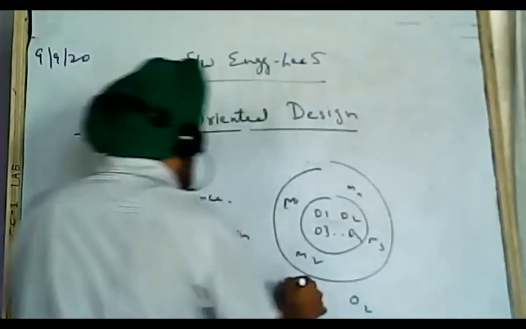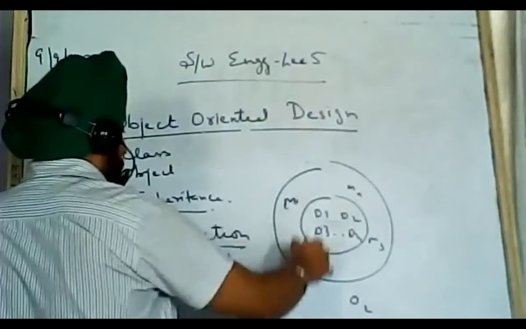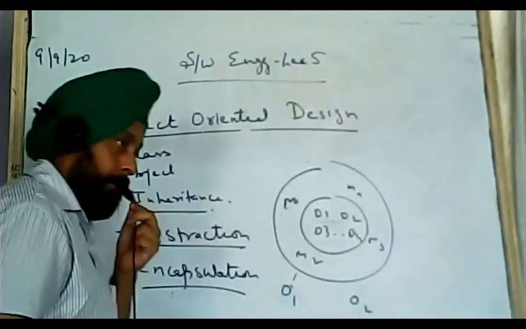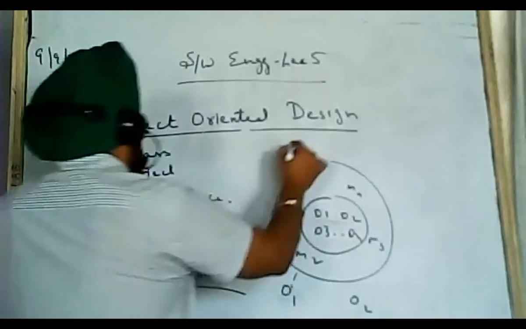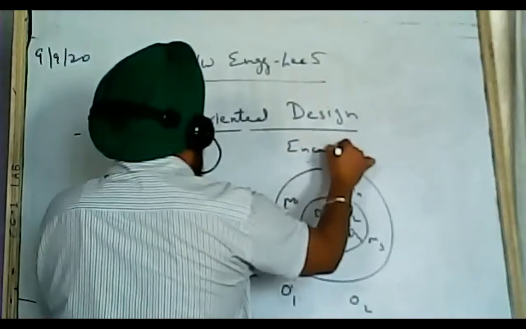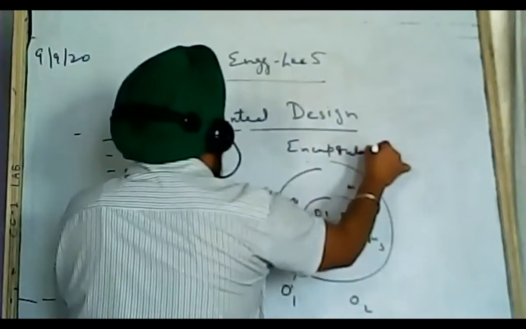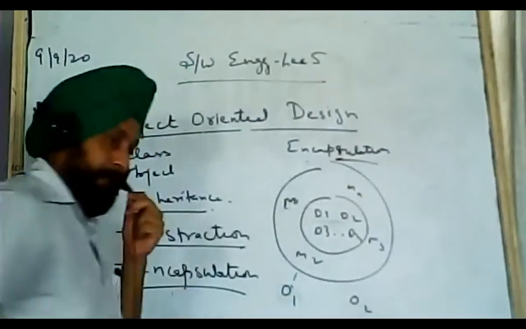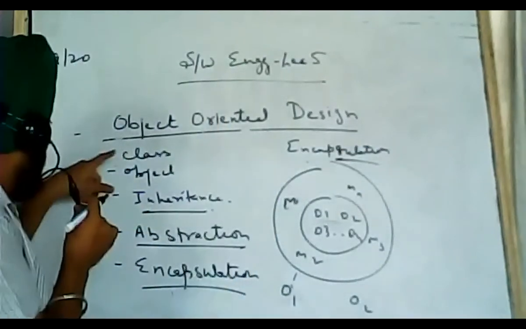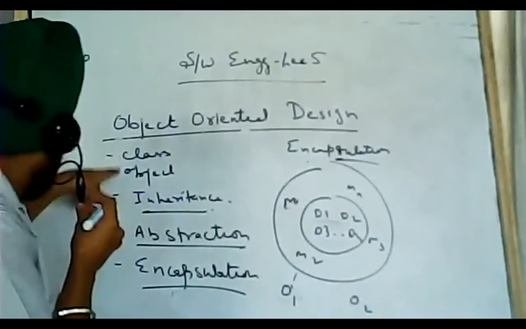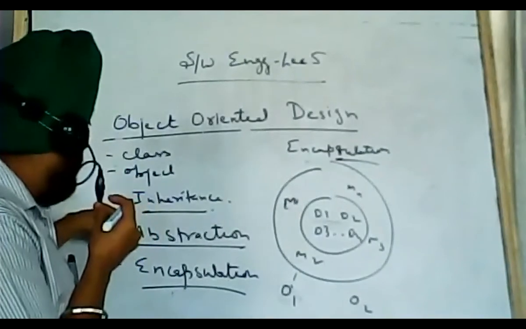Any object, and they access the data of the class through these methods. So this is the concept of encapsulation. I will again say there was a concept of class, then the object, then inheritance.